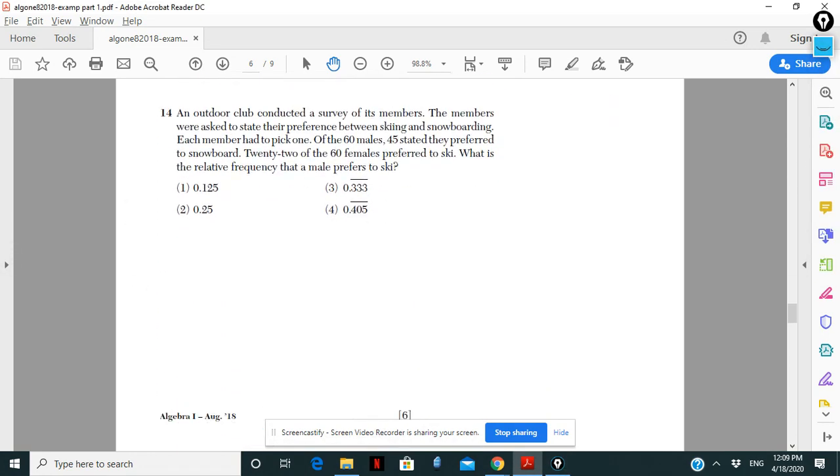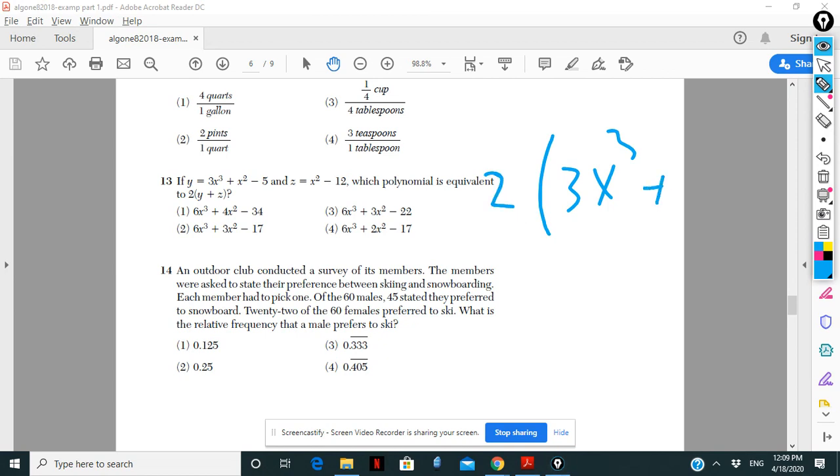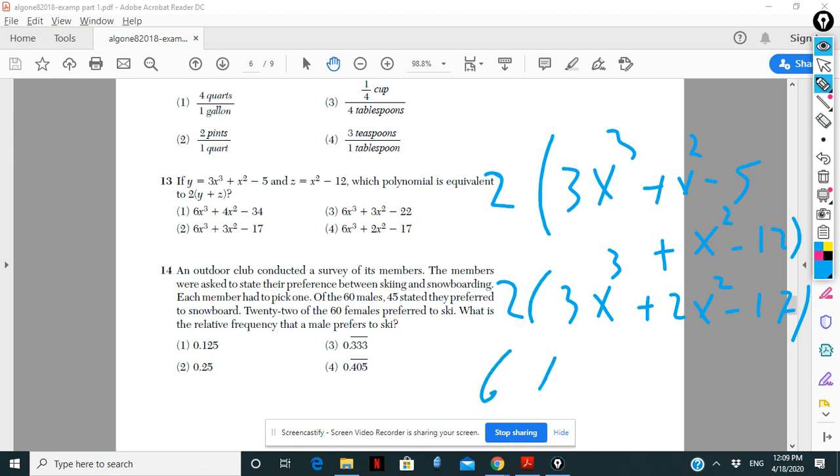Okay, question number 13. If fx is equal to this value, gx equal to that value, you wanted to add and double. So I have 3x cubed plus x squared minus 5 plus x squared minus 12. So it's giving me 3x cubed plus 2x squared minus 17. Now I got 6x cubed plus 4x squared minus 34. So the answer is 1.